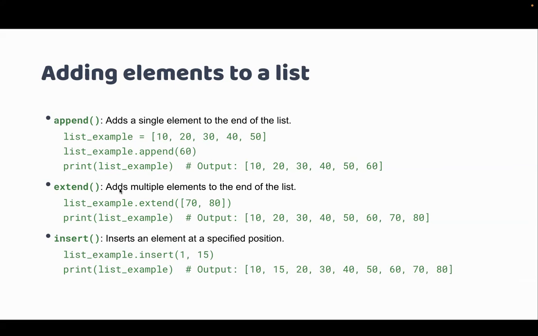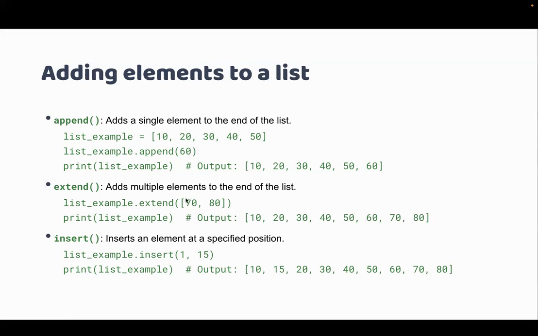And if you want to add multiple elements, we can use extend. It's also adding to the end of the list. By using the extend method, we can add, for example, 2 elements over here. We're adding 70 and 80, and our original list will become this.